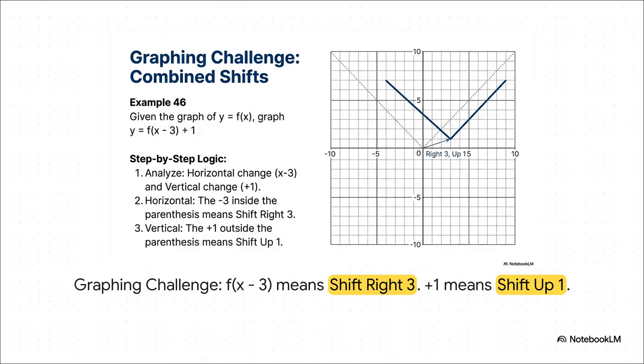Okay, let's try putting this together. Check out this function: y is f of x minus 3, plus 1. We just have to break it down piece by piece. The minus 3 is inside with the x, so that's our tricky horizontal shift, which means we go right 3 units. The plus 1 is outside the function, so that's our nice, intuitive vertical shift, up 1 unit. See? That's how we combine these rules to place the graph exactly where it needs to go.